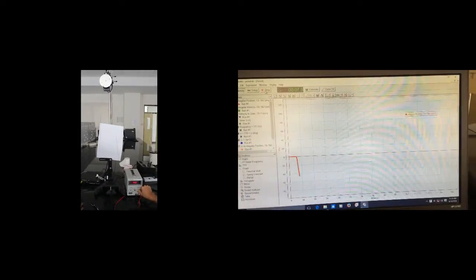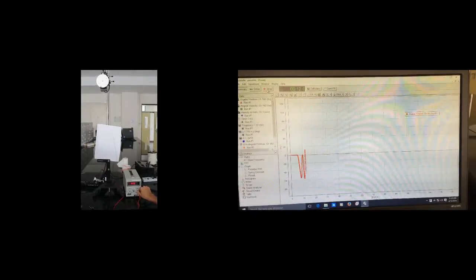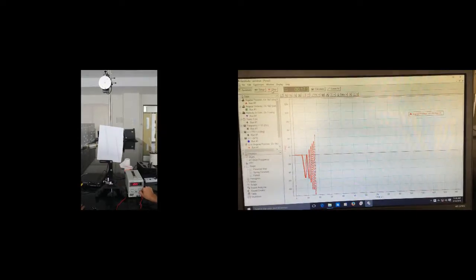After introducing the driving force, we try to find the voltage at which the system oscillates in resonance. For this, we start increasing the voltage and study the graph for a sudden rise in the amplitude.